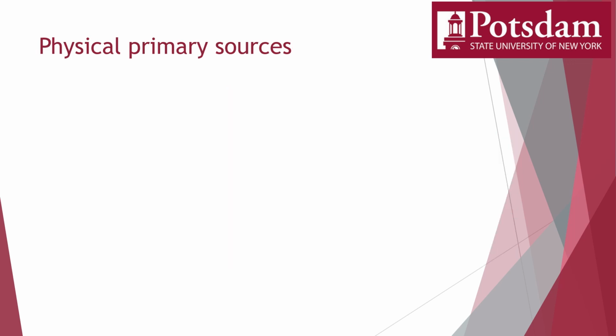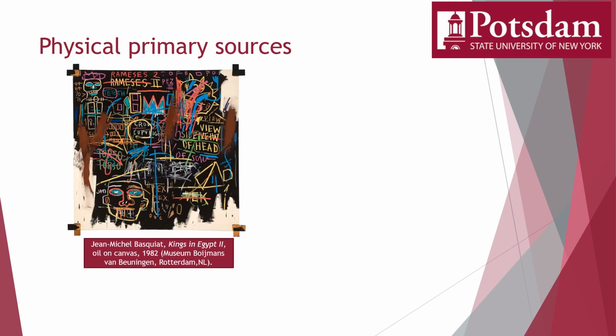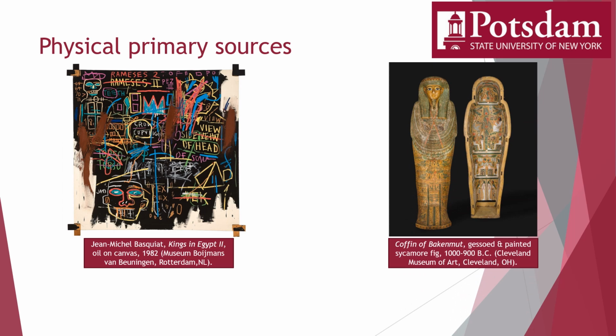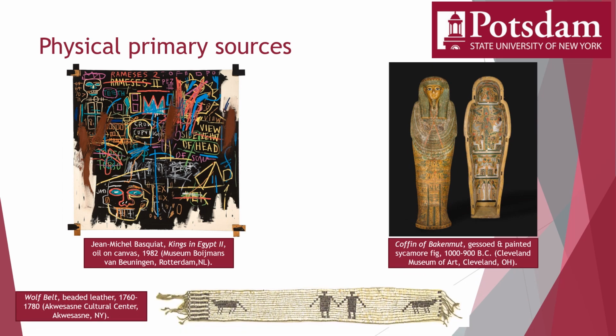As mentioned earlier, original artwork can be a primary source as well. Paintings, like this one by Jean-Michel Basquiat, are primary sources that you might analyze in an art or art history class, as are sculptures, murals, or even videos of dances or performance art. So too are artifacts, like this Egyptian coffin found at the Cleveland Museum of Art, or the Mohawk wolf belt from the Akwesasne Cultural Center. By examining and researching these historical artifacts, archaeologists, anthropologists, and historians can learn about past cultures, how they lived, what their beliefs were, and so forth.